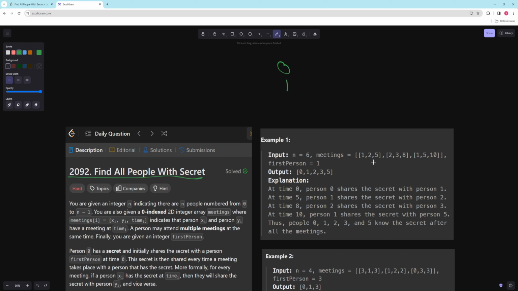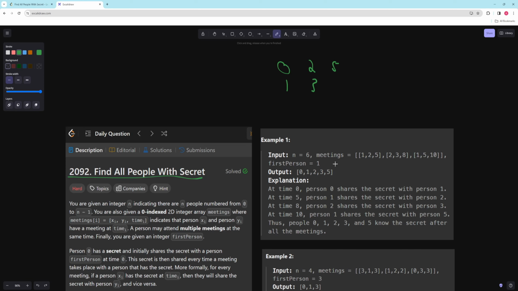So in this first example, person 1 and 2 meet at time 5. Because person 1 knows the secret right away, person 2 will also know the secret at time 5. And then at time 8, person 2 and 3 meet. So person 2 knew the secret, so now person 3 will know it as well. And finally, at time 10, person 1 and 5 meet. 1 knew it, so 5 will know it as well. So you want to return 0, 1, 2, 3, 5 in any order.